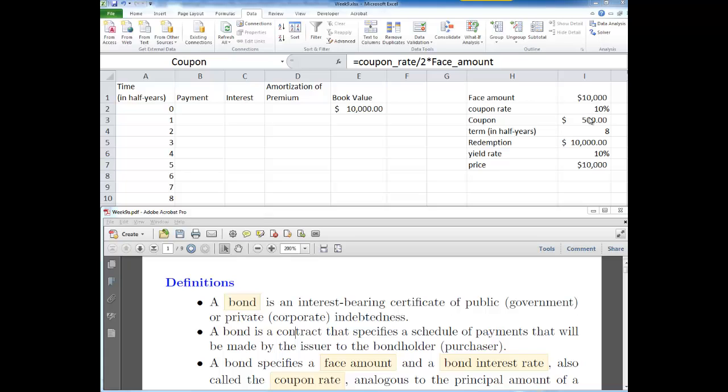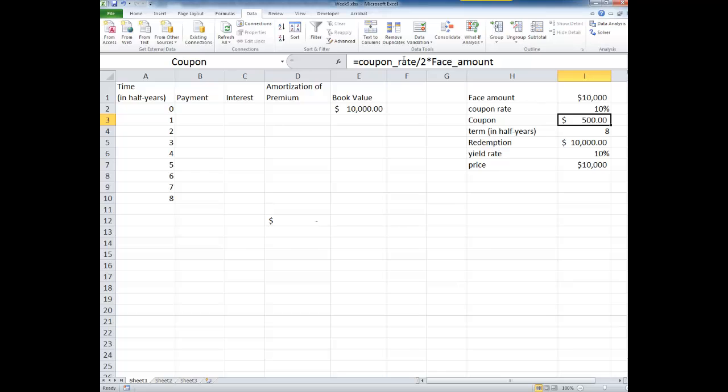That's my coupon. So I've computed that over here. Coupon rate divided by 2 times the face amount gives me the amount of the coupon. So every 6 months, I'm going to get $500. So I'll put that over here, coupon, and all the way down. It's a 4-year bond, so that means that there's 8 half years.